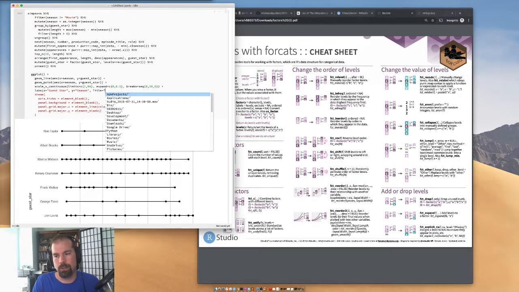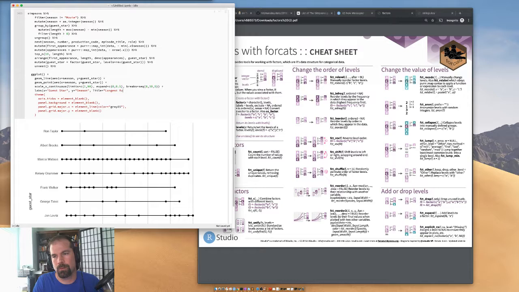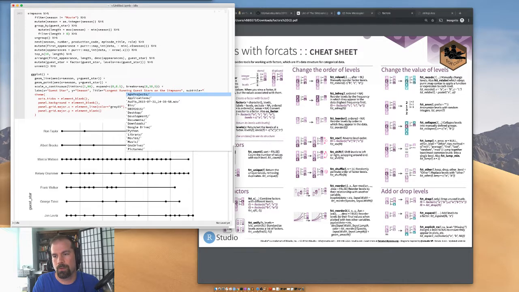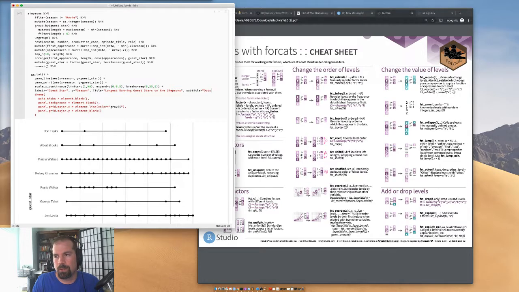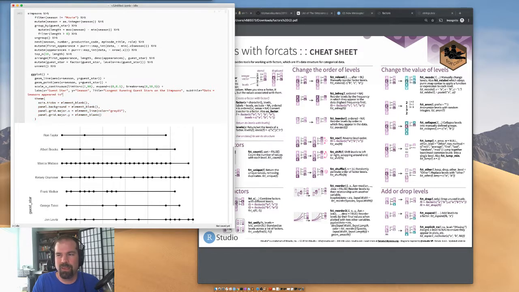Title equals, we'll say longest running. Then subtitle equals, I don't know. A lot of times it's nice to have a subtitle, though, because you can use it to explain what exactly is going on. Dots equals seasons appeared in. I'm a fan of using subtitles.